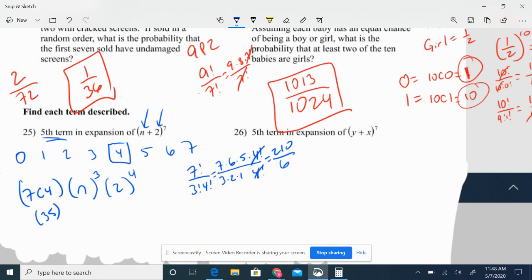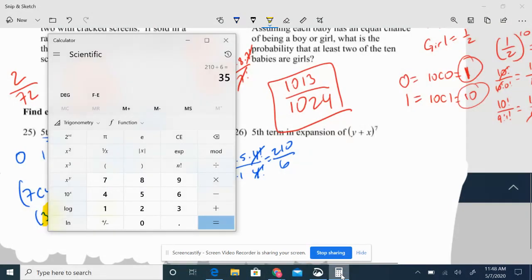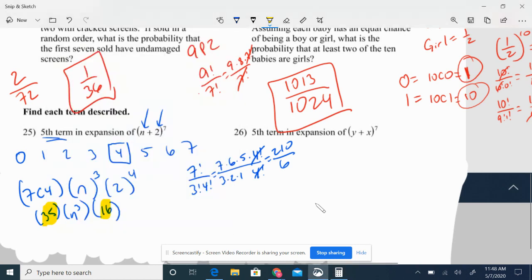n to the third is just n to the third. 2 to the fourth, that is 16. Let me multiply my numbers. 16 times 35 is 560. So I get 560 n to the third.